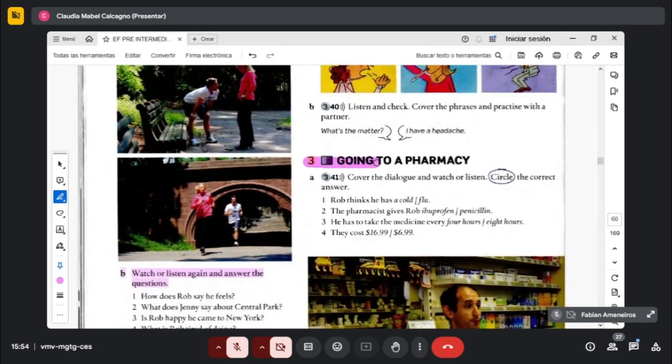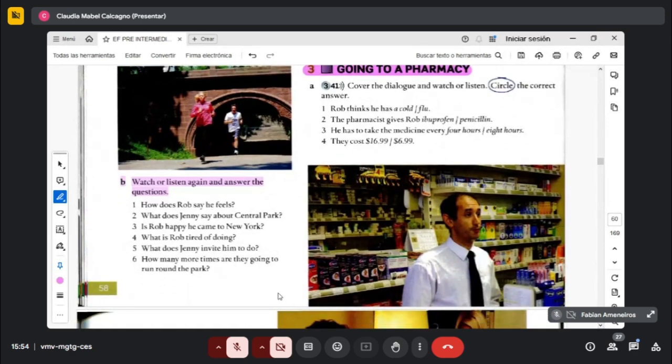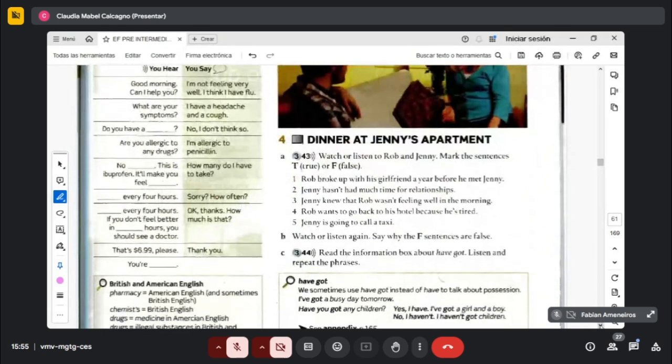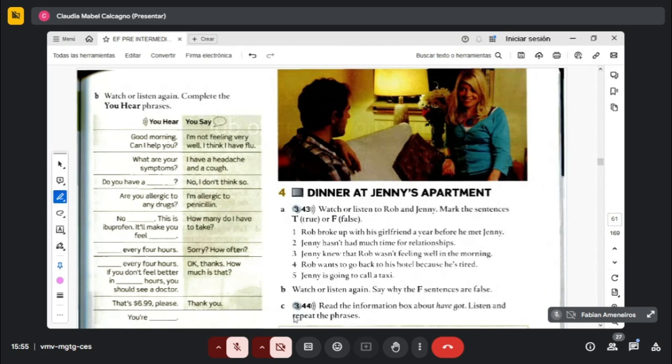So, we're going to watch what happens at the pharmacy, right? When you think you're ill, you have to go to the pharmacy. Okay, let me check again. For this, it says, cover the dialogue and watch or listen, circle the correct answer. So you've got 4 sentences with options. You have to choose the right option. And on the following page, you have the dialogue that you have to complete. Está bien. So, be careful with that. Again, I'm going to play the video twice, but remember that there are 2 activities.